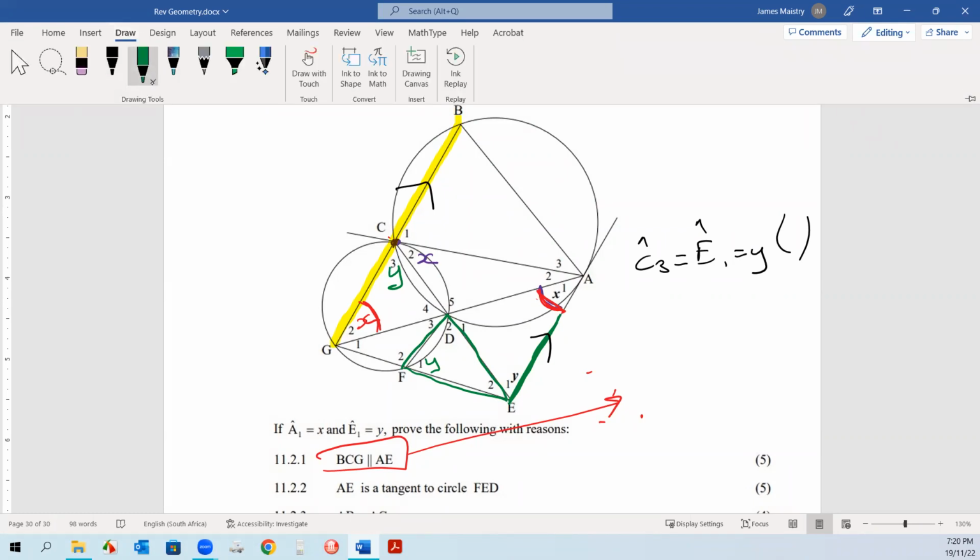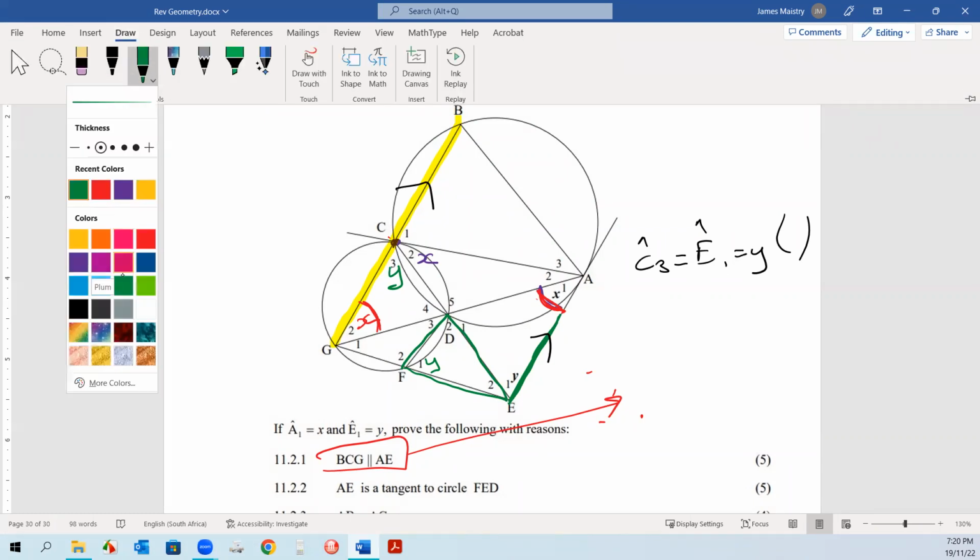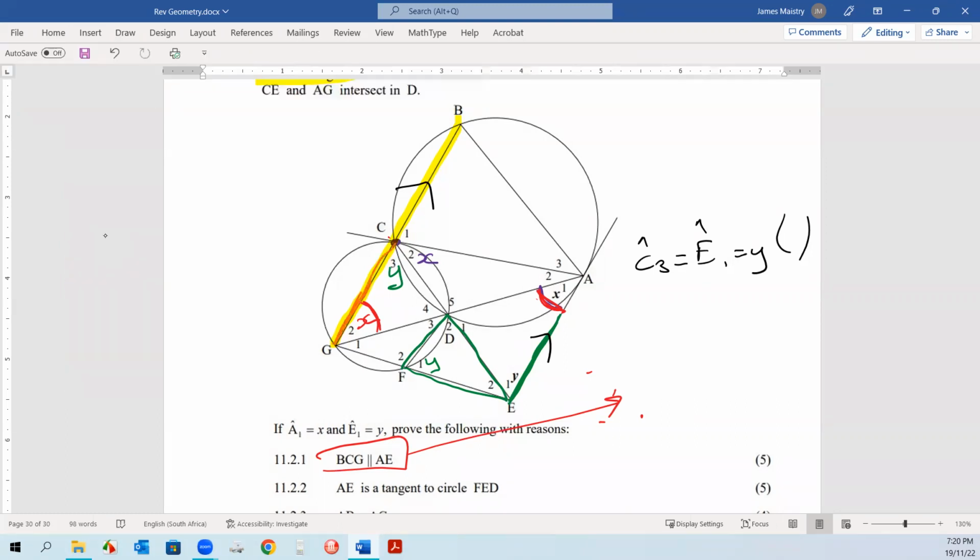He found a cyclic quad. And this is a cyclic quad this young man is looking at. That's a cyclic quad, and he said, right, F1 is actually equal to C3, which is equal to Y, exterior angle of a cyclic quad. And our closing statement, which we're trying to get to, is therefore E1 is equal to F1.